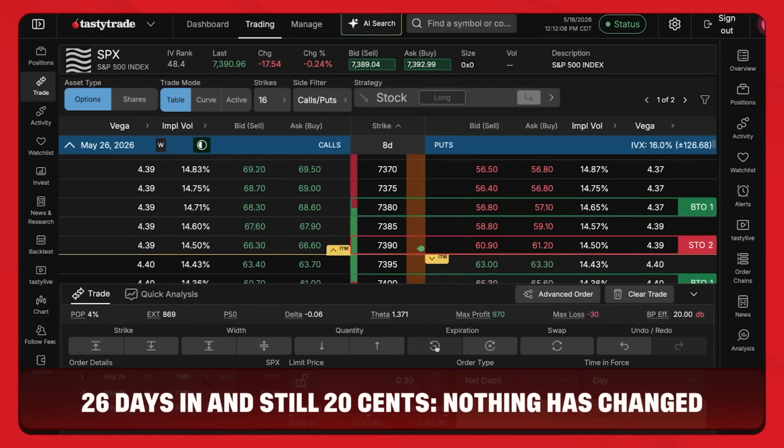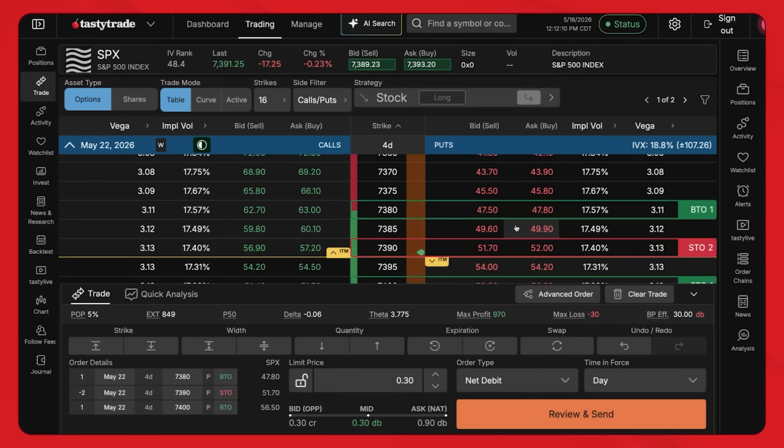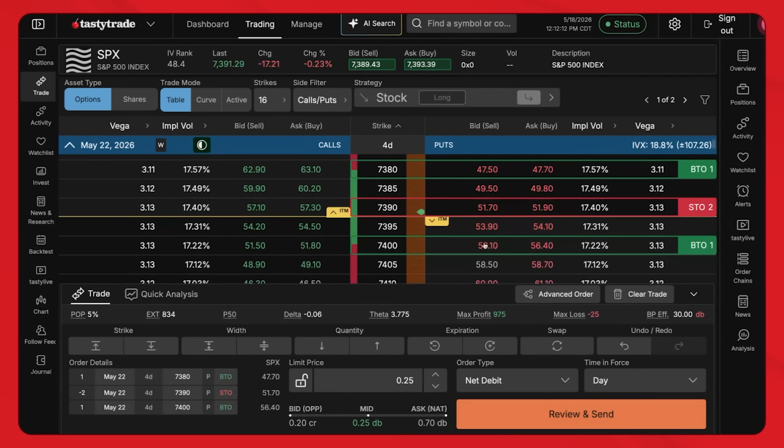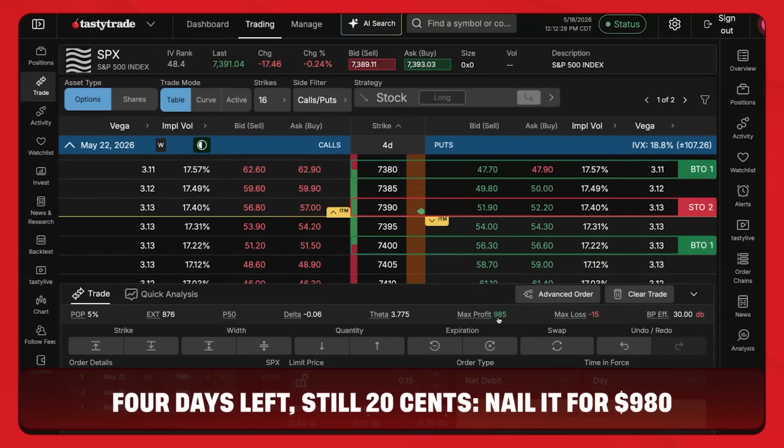Let's go down to 4 days. Surely by 4 days, this would have some value. No, 20 cents. I've waited 26 days and the thing's still trading for about 20 cents. Okay, maybe it's 30, but it's not anywhere near its maximum profit. Look at the max profit. If I nail that center strike, 73.90, it's $980. Now, it's not even that likely that happens, but I'm not anywhere close to that.